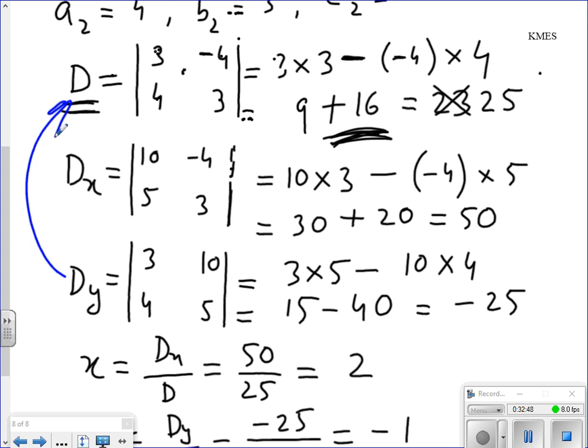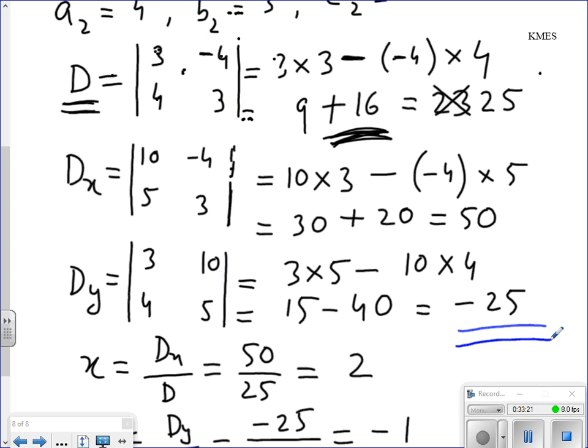To find dy, we again go back to d. In d, the coefficients of x, 3, 4, will remain here also, 3, 4. So this comes down as it is. But now the coefficient of y changes to c1, c2. And find the value of this new determinant, which is dy. In this case we get the answer minus 25.